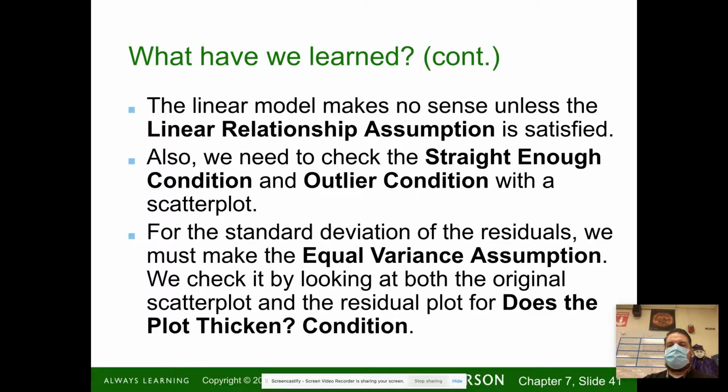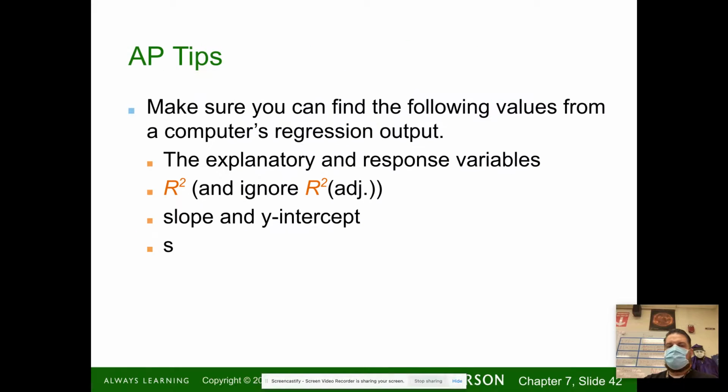The linear model makes no sense unless the linear relationship is satisfied. Also, we need to check a straight enough condition and an outlier condition with the scatter plot. That affects the math. For standard deviation and the residuals, we must make an equal variance assumption. And we check it by looking at both the original scatter plot and the residual plot. Does the plot thicken? What's the condition?